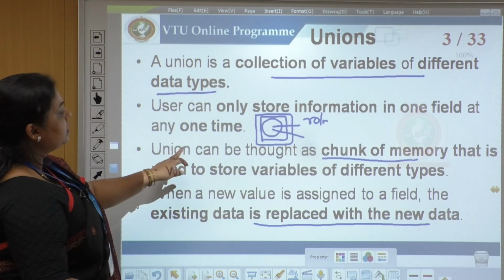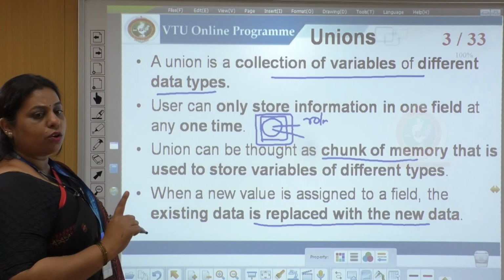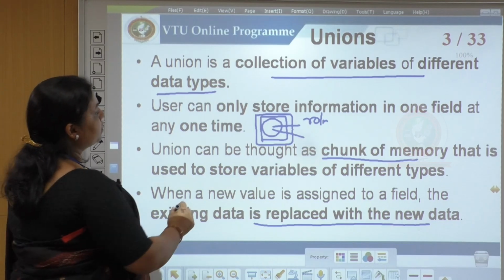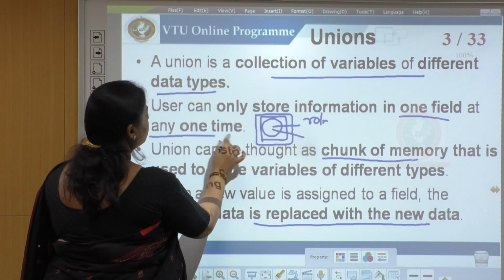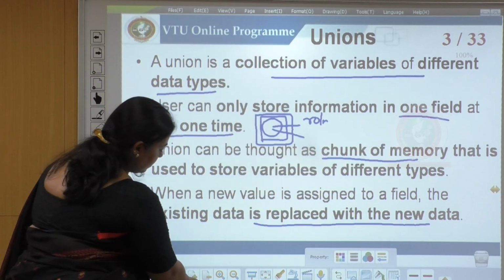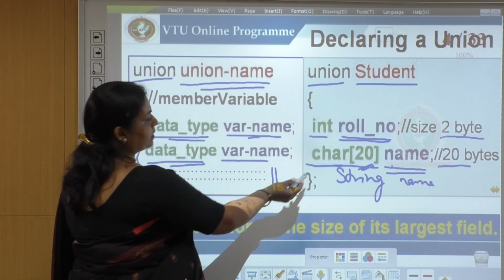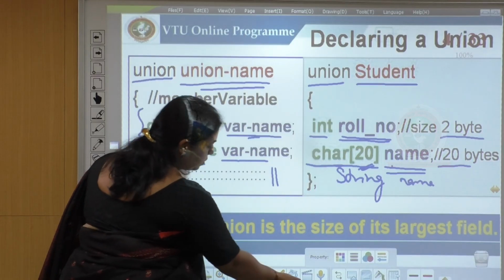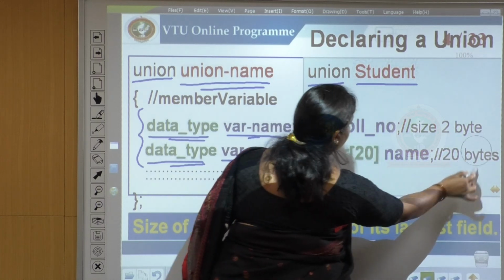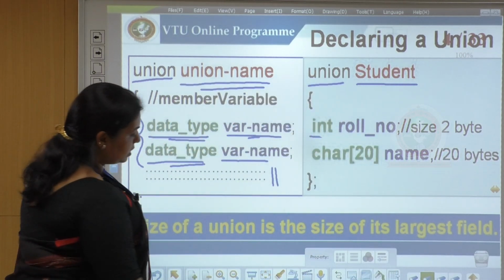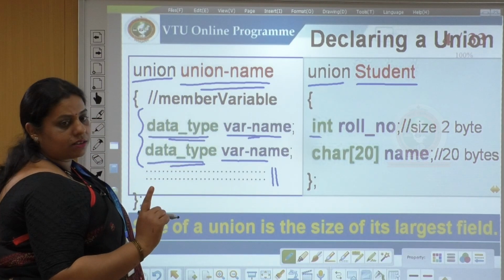A union can be thought of as a chunk of memory that is used to store variables of different types, right? But you can store only one field at one time. Either I can take the roll number or I can take the name here. So the size of the union is always the size of the field that is capable of storing the largest data.